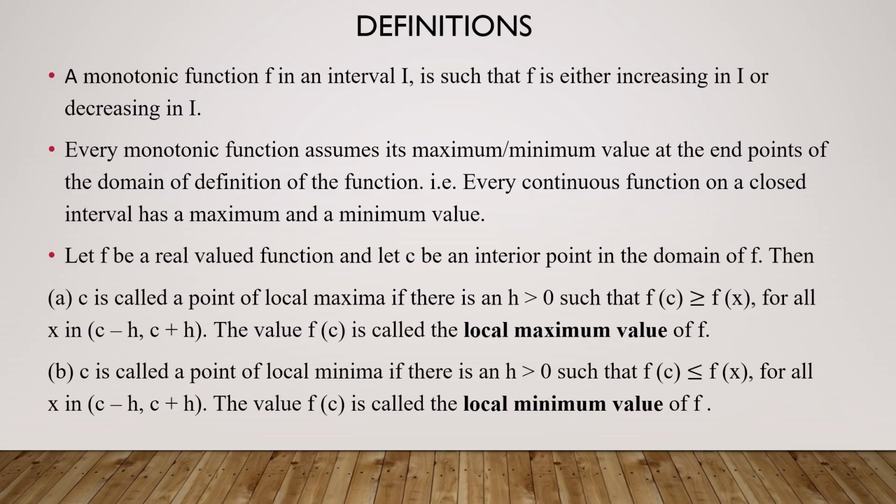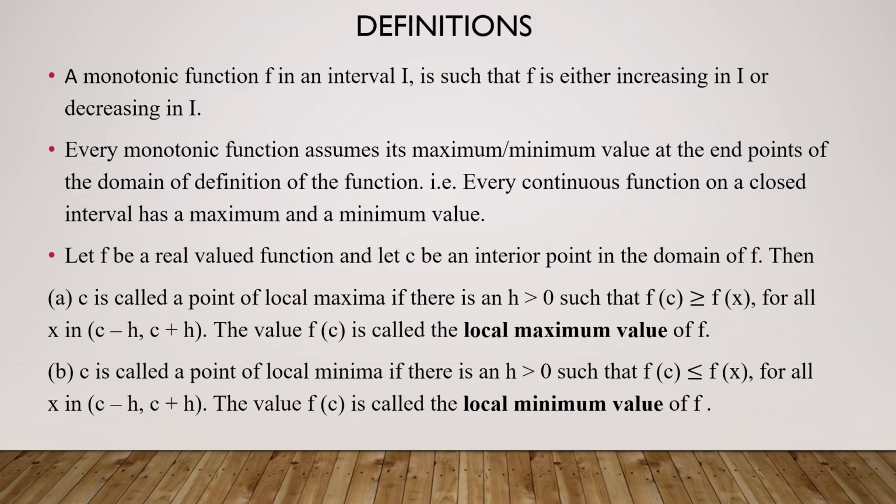Correct? Let f be a real valued function and let c be an interior point in the domain. Then c is called the point of local maxima if there is an h greater than 0 such that f(c) is greater than or equal to f(x) for all x in the open interval (c minus h, c plus h). The value of f(c) is called the local maximum value of f. Now see, this concept I had just explained in one of the previous slides. It is the same thing, but we are writing it in the form of a definition. In the neighborhood, neighborhood means in the open interval (c minus h, c plus h).